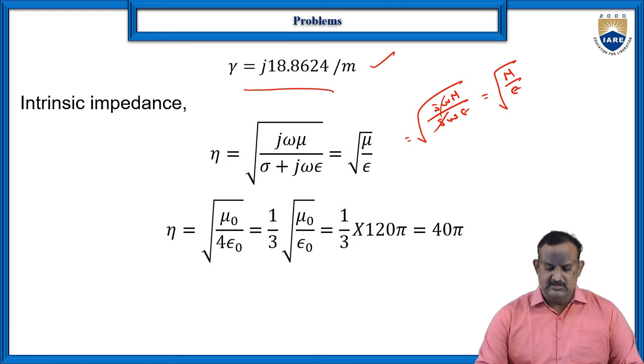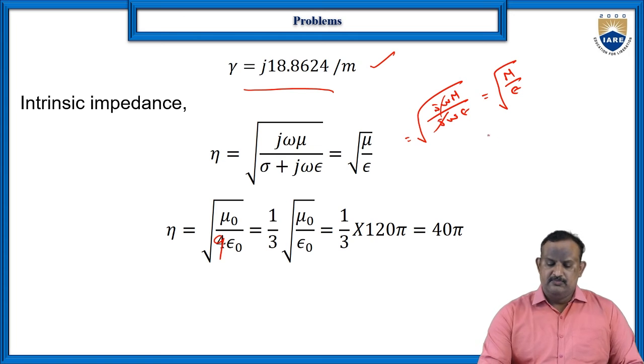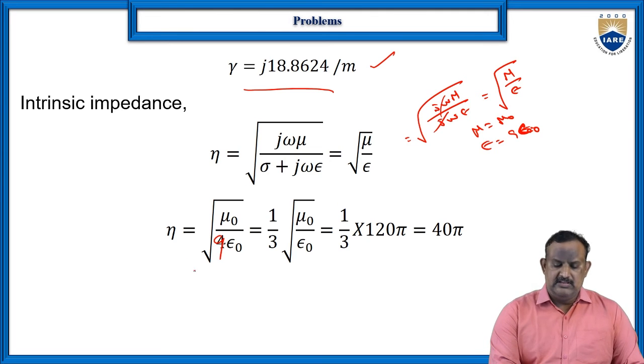Not 4, it is 9 epsilon naught. So mu is equal to, already it is given, mu is equal to mu naught. We need to substitute mu is equal to mu naught, epsilon equal to 9 epsilon naught. Therefore, eta is equal to root of mu naught by 9 epsilon naught.